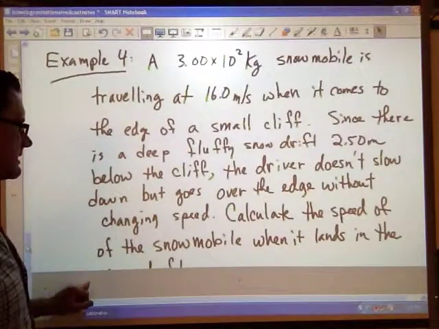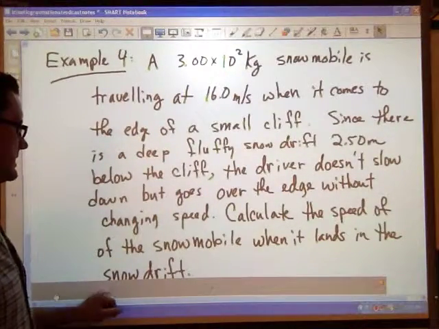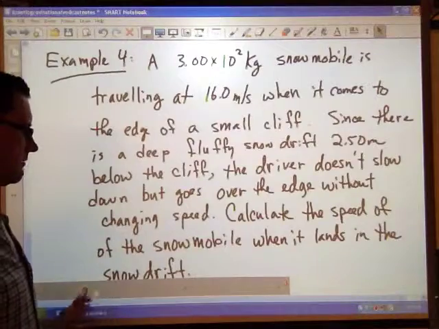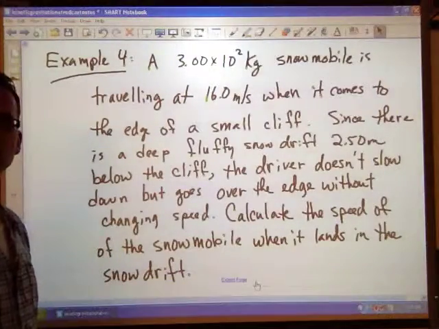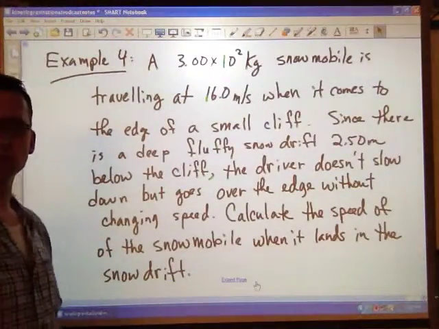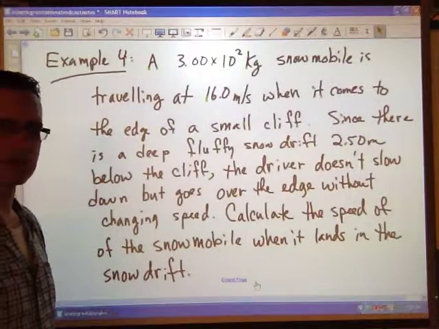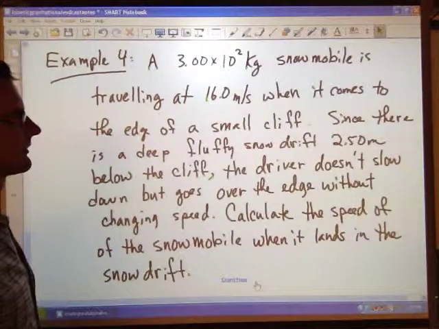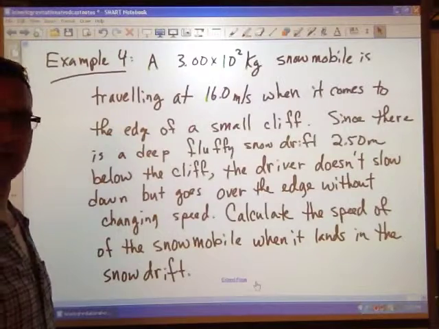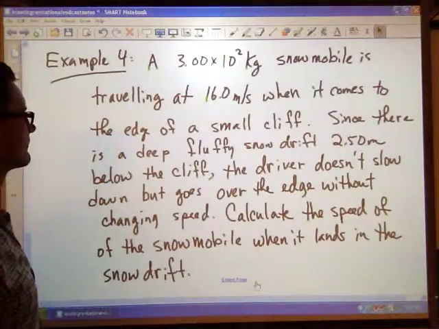The question is, calculate the speed of the snowmobile when it lands in the snowdrift, assuming that he or she doesn't slow down because he or she knows it's a fluffy snowdrift. Okay, so there's the question. I apologize that it's so long there for you to copy out.